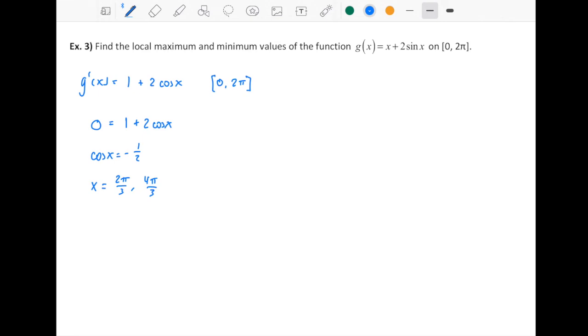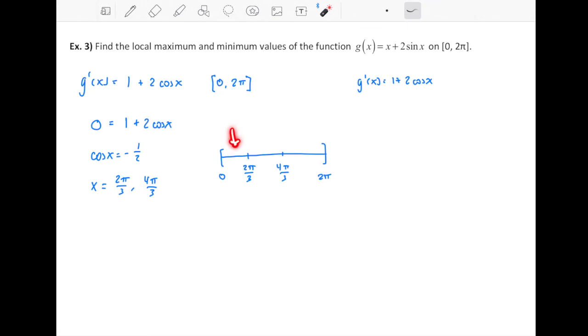Now I'm going to set up my sign chart. Now we are going from 0 to 2 pi. I'm going to partition my number line, my sign chart, using those critical values. I'm going to break it at 2 pi over 3, 4 pi over 3. Now I am going to be referencing back to g prime of x being 1 plus 2 cos x. Now here, I don't have factors that are being multiplied. What I'm going to do is I'm going to evaluate what's positive, what's negative. I'm going to pick some angle that I know between 0 and 2 pi over 3, some angle that I can easily evaluate on 1 plus 2 cos x.